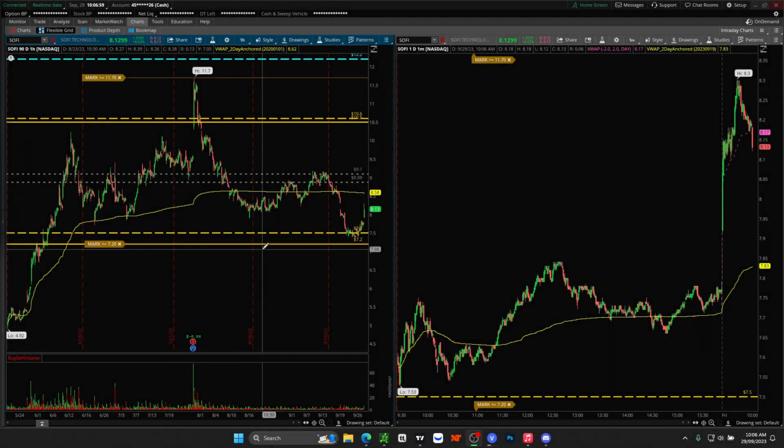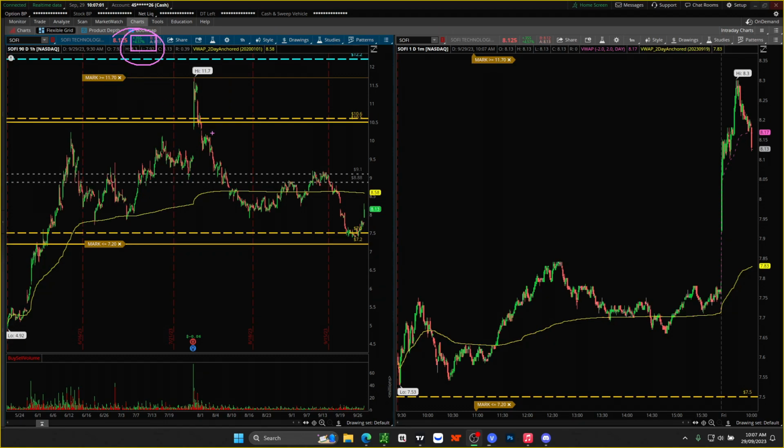SoFi Technology, ticker SOFI, is up around 5% today. Now, what are the key levels we want to be paying attention to on this stock?